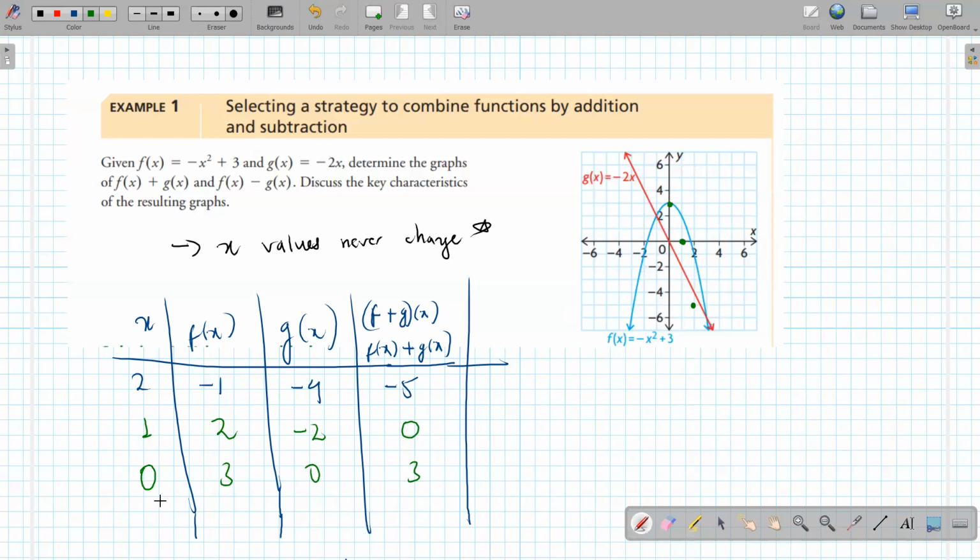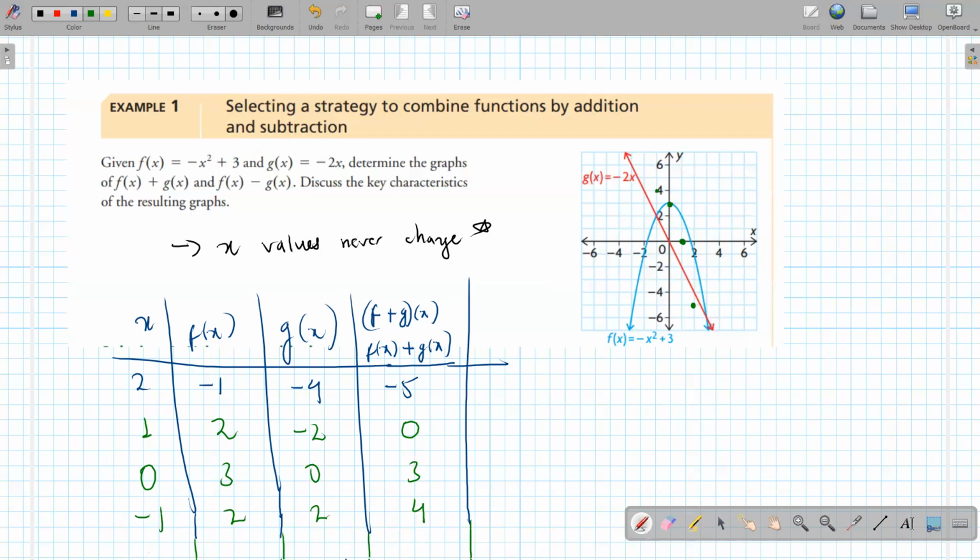When the x value is negative 1, again, the chart, you don't really have to do this. This is just because we're showing it for the first time. Eventually, we'll just be adding it on the curve itself. But when the x value is negative 1, the blue curve looks like it's 2. The red curve is also 2. That means the combined function is going to be a 4, like that.